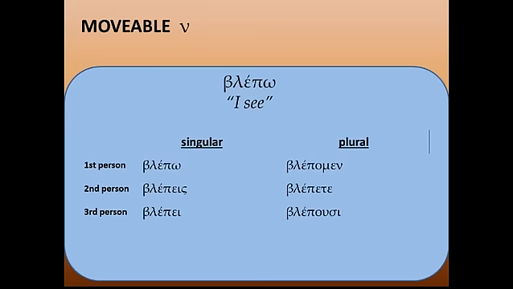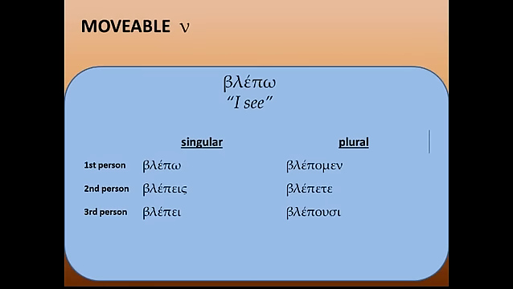Let's take a look at a little feature of Greek called the movable nu. So here's our verb blepo, and it means I see. And we have the first person, which means I see, blepo. Second person singular, which means you, singular, see, blepes. Third person singular, blepe, he, she, or it sees.